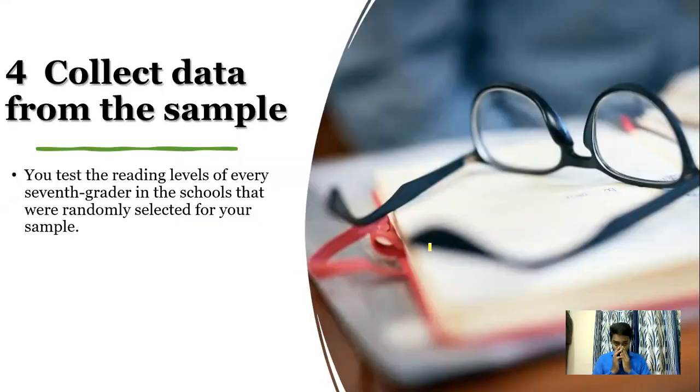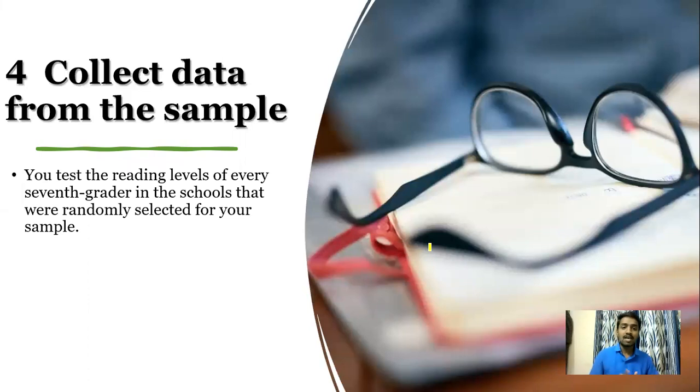So next, in the fourth step, we are going to collect data from the sample. From the sample, you test the reading levels of every seventh grader in the schools that were randomly selected. So we have defined the population, we have divided the cluster, then we have analyzed the sample of this cluster. So what is the next step?